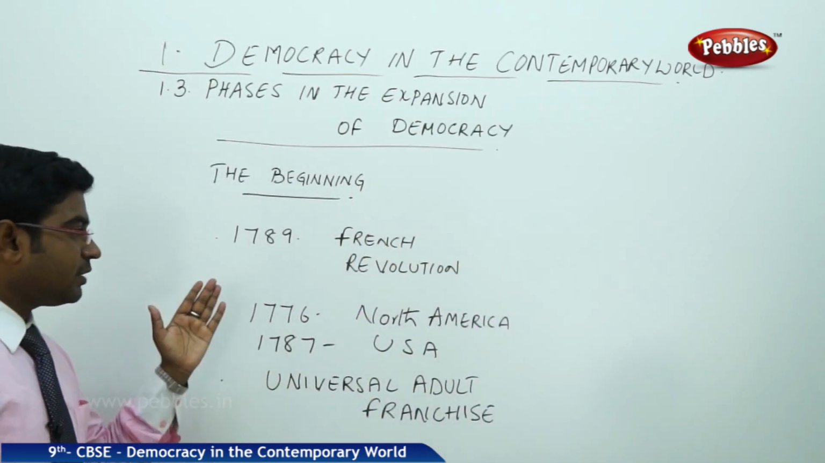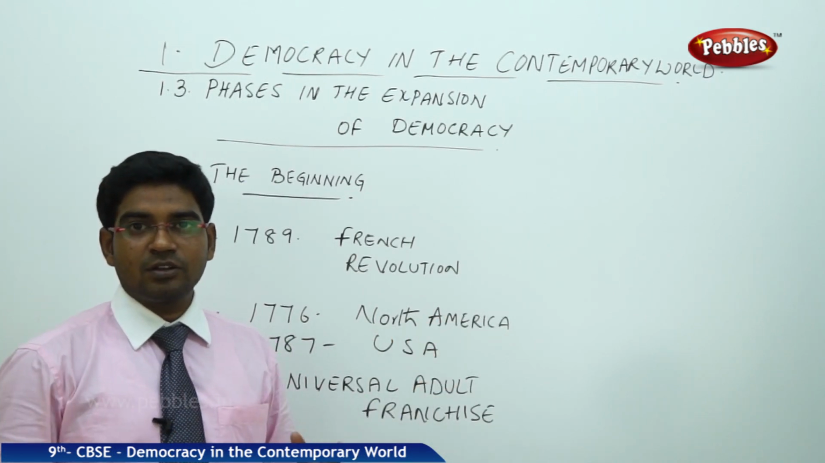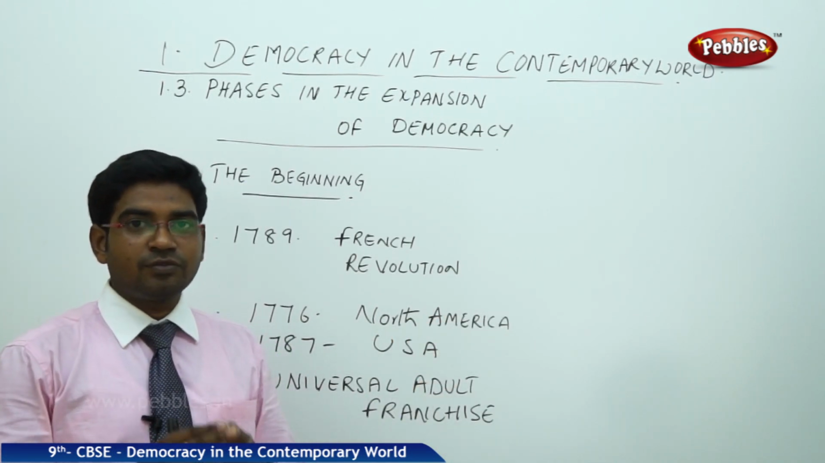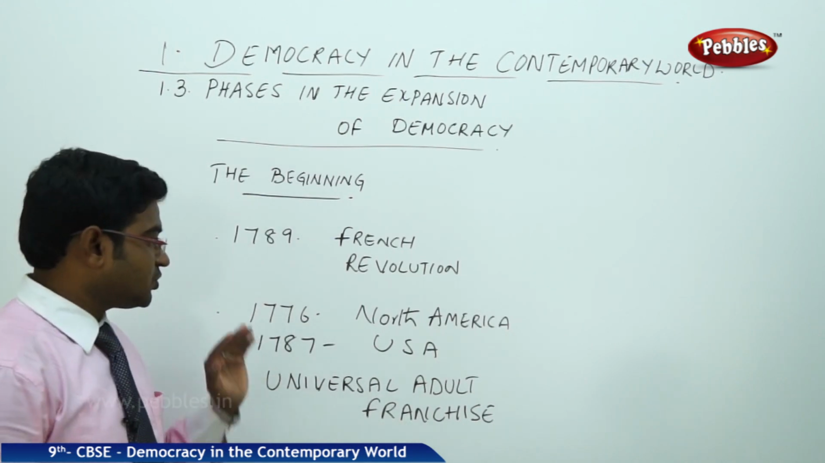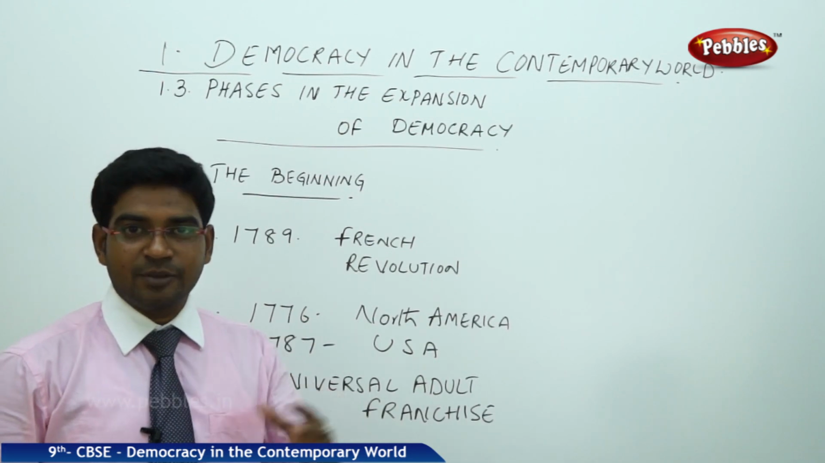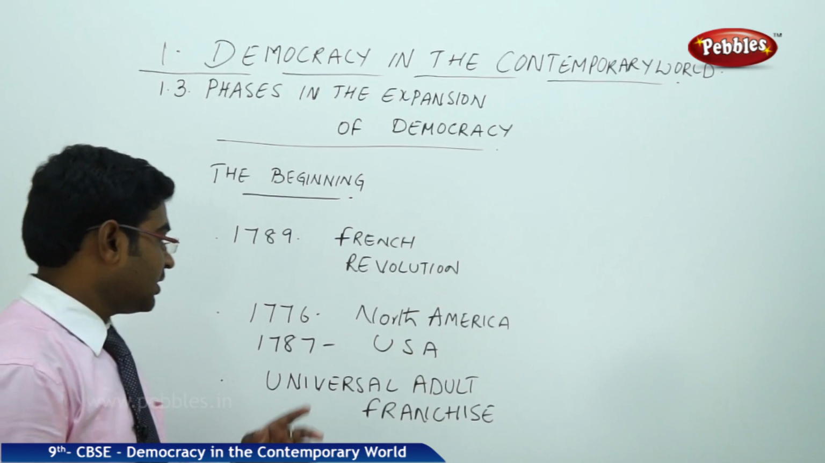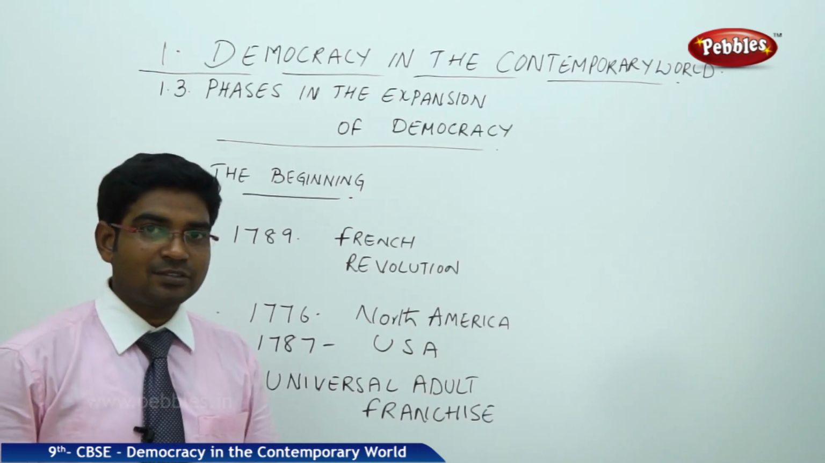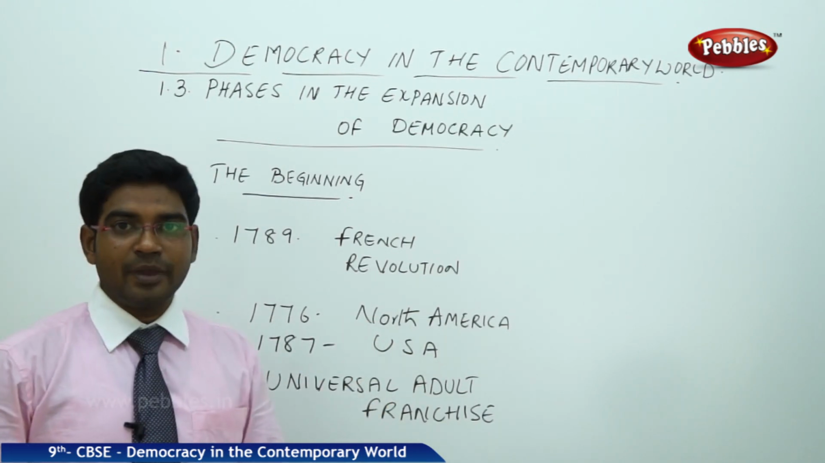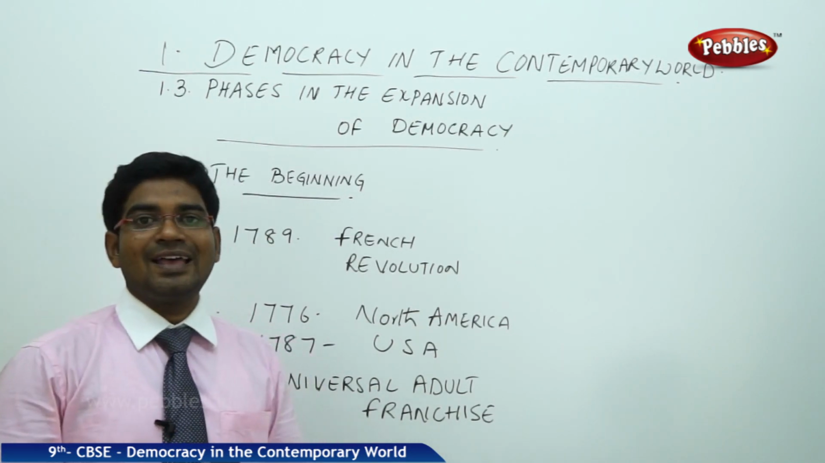France was always supporting the US, the North American settlers, to fight against the British. So finally, in 1776, North America declared themselves independent, and they emerged and wrote a constitution in 1787 as the United States of America. So that's how the first independent nation came up.